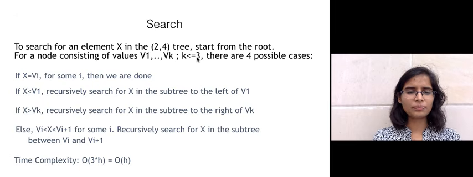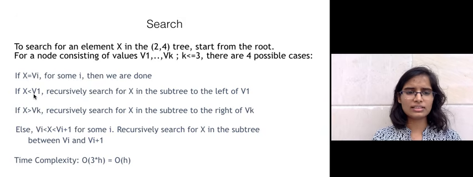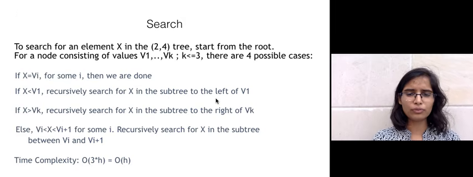Searching an element. To search for an element x, we start from the root. For a node consisting of values v1 to vk, there are 4 possible cases as we iterate through the values of the node. If we find the value, then we are done. But if the value is less than v1, then we recursively search for x in the subtree to the left of v1, because all the values in the leftmost subtree are less than v1. So if x can be in this 2-4 tree, it will lie in that subtree.